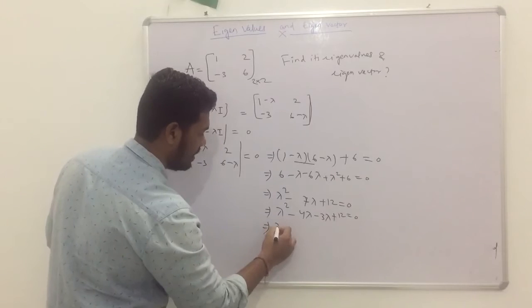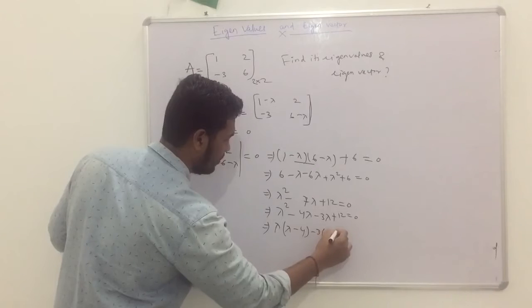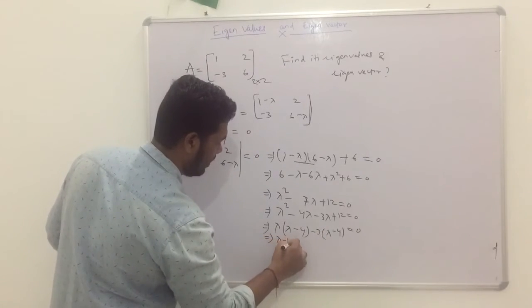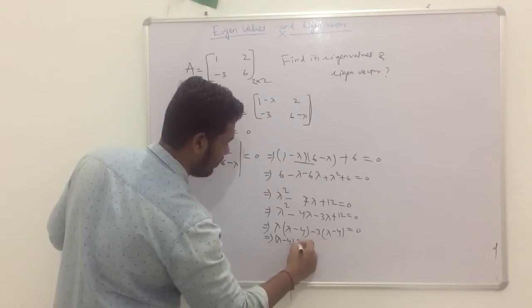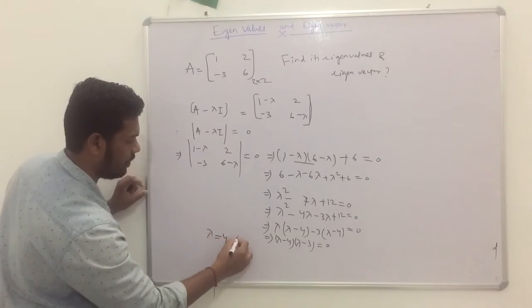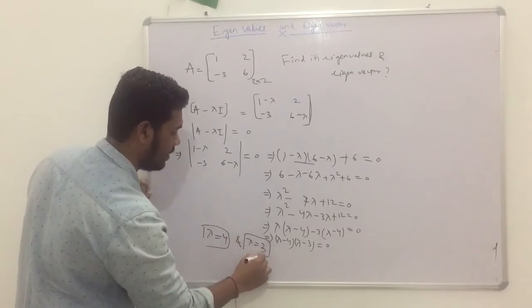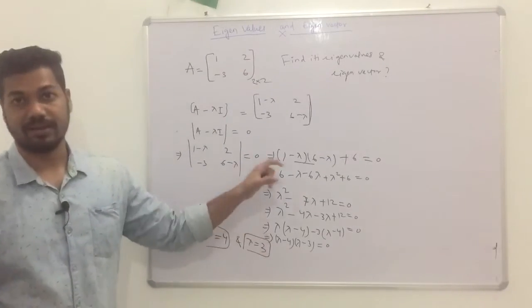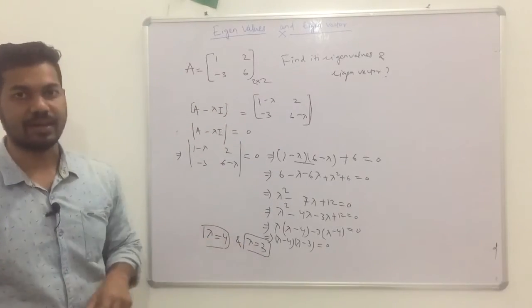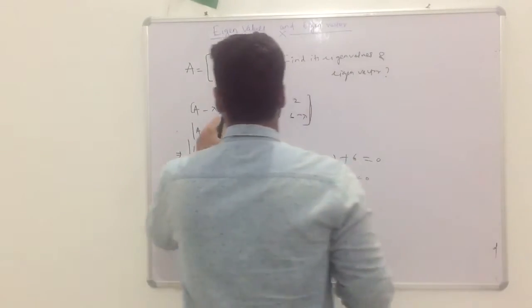So that implies lambda into (lambda minus 4) minus 3 into (lambda minus 4) equals 0, from which you will get (lambda minus 4) into (lambda minus 3) equals 0. So you will get lambda equals 4 and lambda equals 3. So lambda equals 4 is your eigenvalue and lambda equals 3 is your another eigenvalue. So the eigenvalues of the matrix A are 4 and 3. Let's see how you can find the eigenvectors.